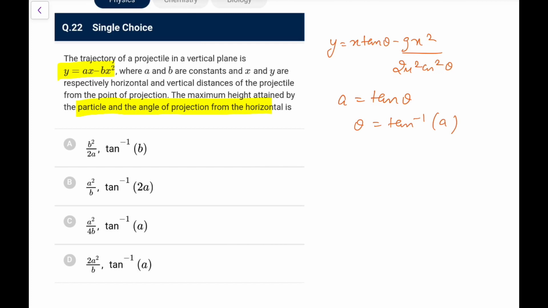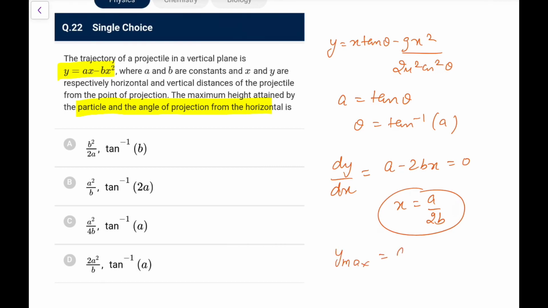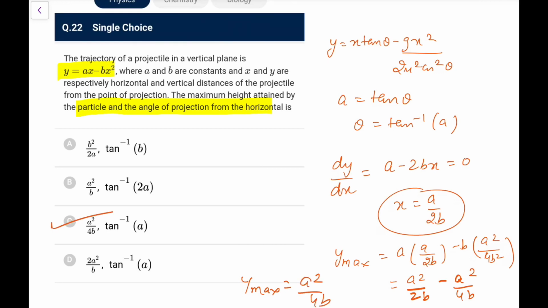Now for calculating y maximum, it would be better if I differentiate this whole expression, because going by the other way would be more tricky. So if I do dy by dx, that will come out as a minus 2bx, that should be equal to 0. So that would be when x is equal to a by 2b. At that point, y max would be a into x, a by 2b, minus b x square, that is a square by 4b. So what you get now, a square by 2b minus a square by 4b, comes out as a square by 4b. So y max is equal to a square by 4b, and the first thing has already been done. So go by option C, that is the appropriate one.